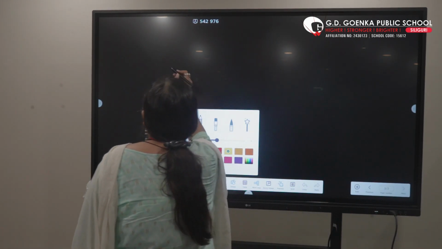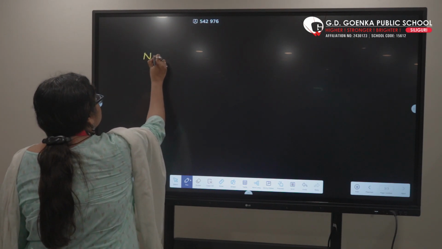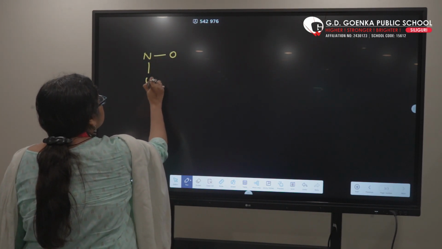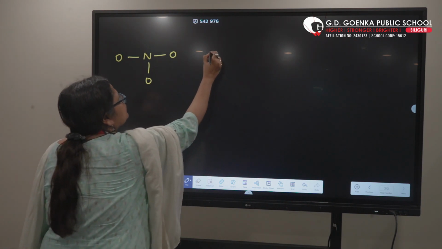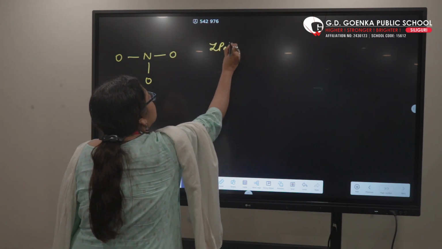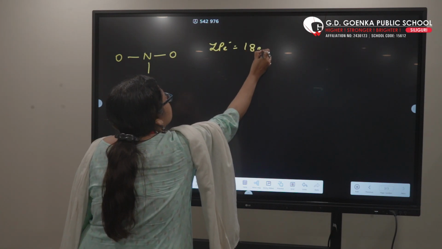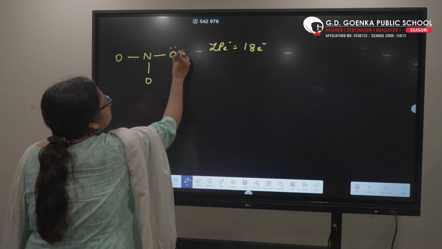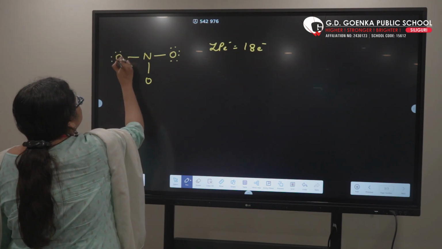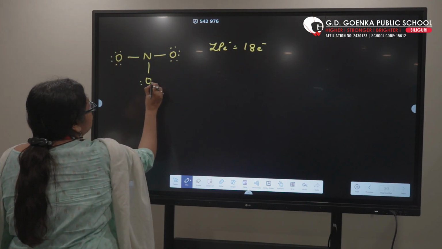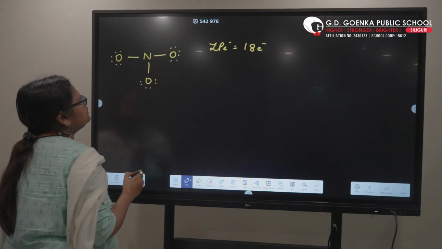Nitrogen. In the skeletal atom, 18 electrons. So lone pair of electrons equals 18 electrons. So 1, 2, 3, 4, 5, 6. 1, 2, 3, 4, 5, 6. For this oxygen, 1, 2, 3, 4, 5, 6.